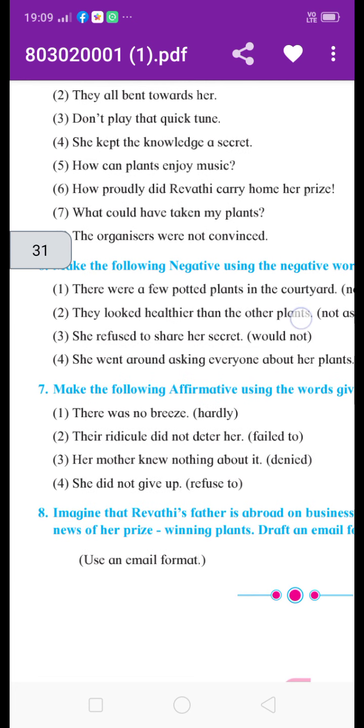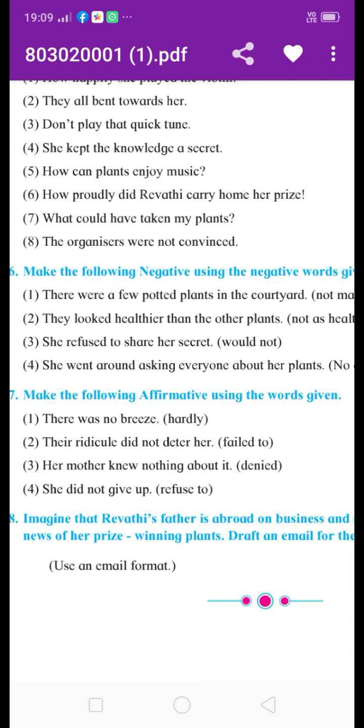Then make the following affirmative using the words given. There was no breach. These words we have to use, and you have to remove the negative words and use the given word. How are we writing? There was hardly any breach. Next, their ridicule did not deter her. Their ridicule failed to deter her. We have to remove 'did not'. Instead of that we can write 'failed to'. Their ridicule failed to deter her.